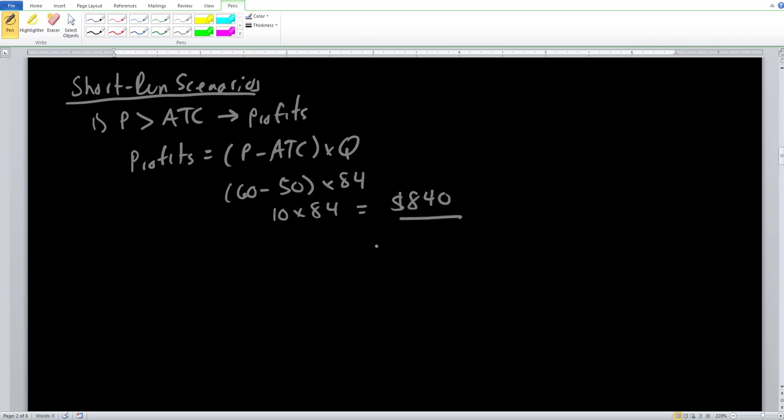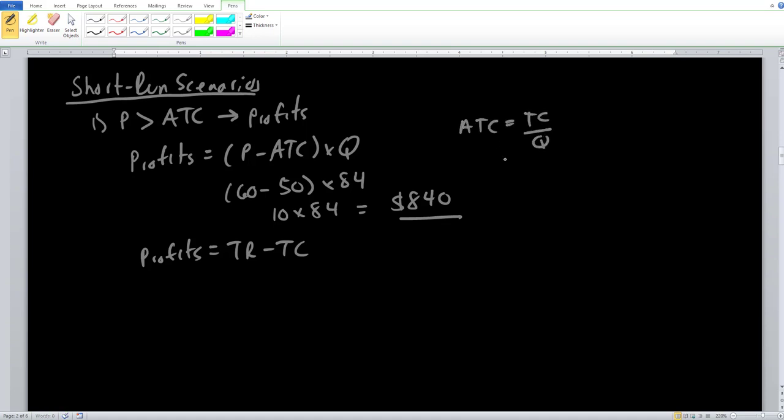And as we said before, if we distribute this Q out to the other terms right here, we get the secondary equation for profits, which is total revenue minus total cost. So profits also equals total revenue minus total cost. Remember, price times quantity, that's going to be total revenue. And from the equations that we had in the previous chapter, remember we had ATC equals total cost divided by quantity.